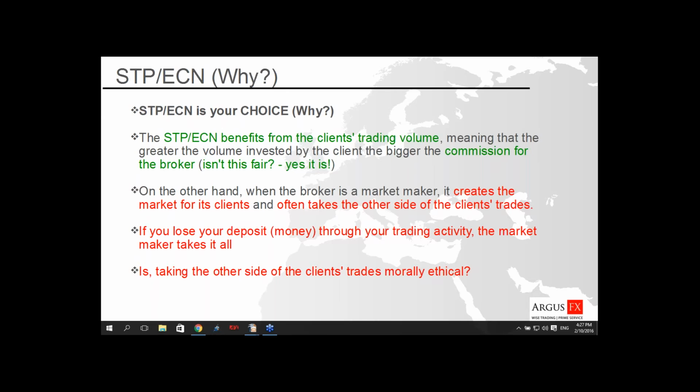And the third bullet point: if you lose your deposit through your trading activity, the market maker takes it all. So the market maker makes commission from the spreads, makes commission from your trading volume, and can also get your whole deposit if they take the bet on them. So they get three times your money. Commissions, how many trades you are placing, and your whole deposit if they decide to take your bet.